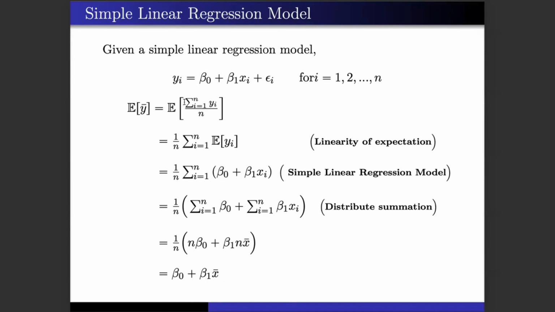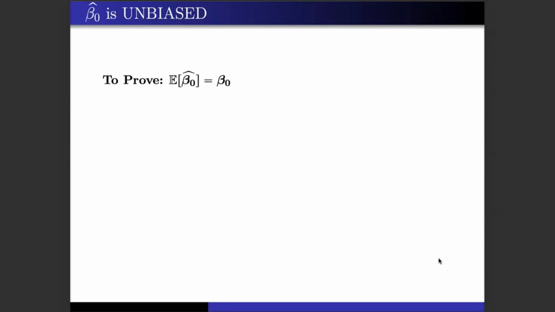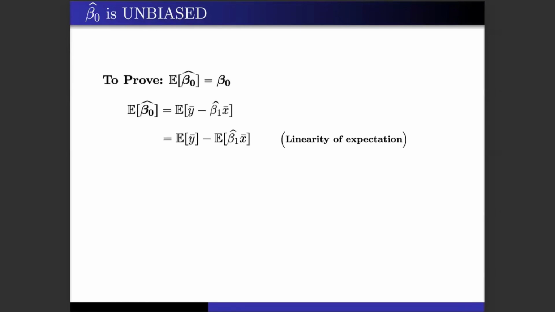Remember, we have done this because we are going to use it to prove that an estimate of beta naught obtained using the OLS method is unbiased. So let's prove it. To prove beta naught hat is unbiased, we basically need to prove that expectation of beta naught hat equals beta naught. So we start by considering expectation of beta naught hat. We have already estimated beta naught hat, which equals y bar minus beta 1 hat x bar. In the next step, we use the fact that expectation is linear and get it equals expectation of y bar minus expectation of beta 1 hat x bar.